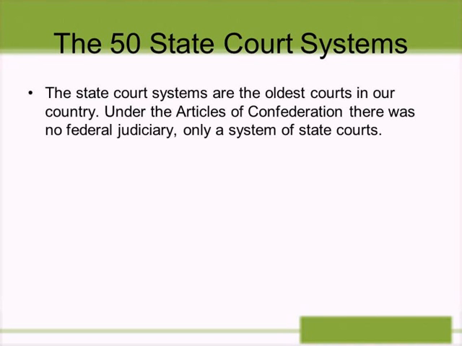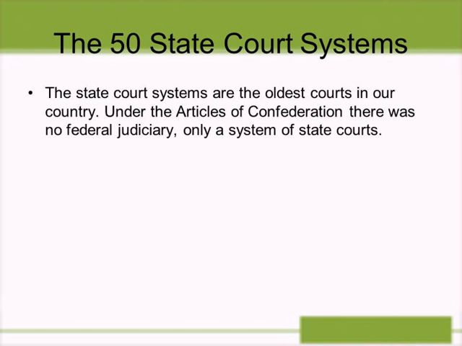The state court systems in our country are actually older than our federal court system, because if you think back to the first form of government that we had in the United States under the Articles of Confederation, there was no federal judiciary. Each state had its own court, and each state took care of its own issues. There was not a federal court system.